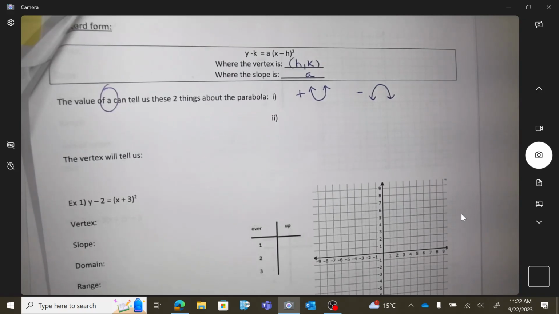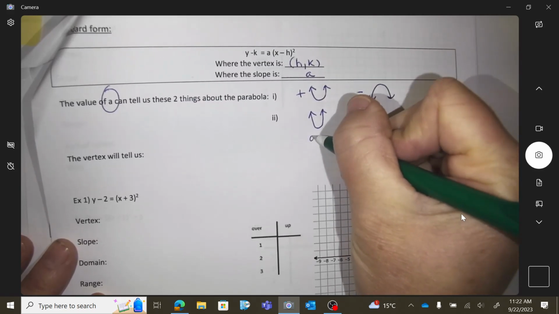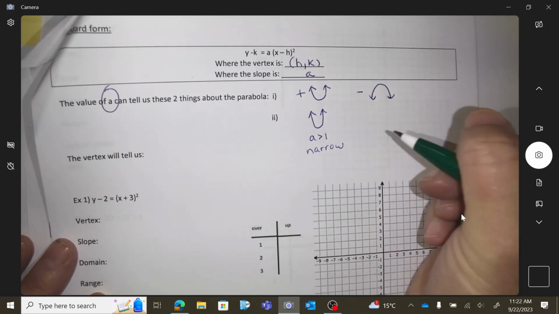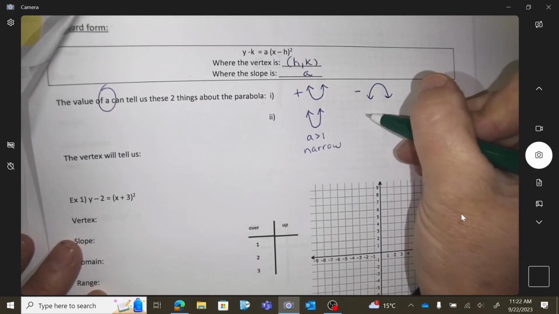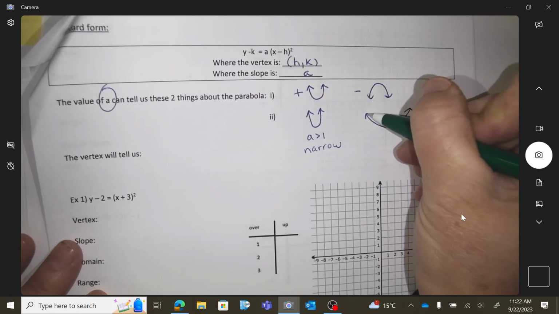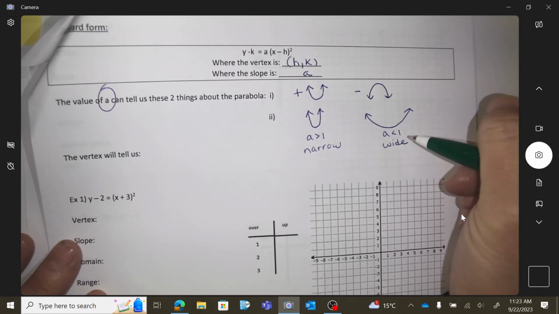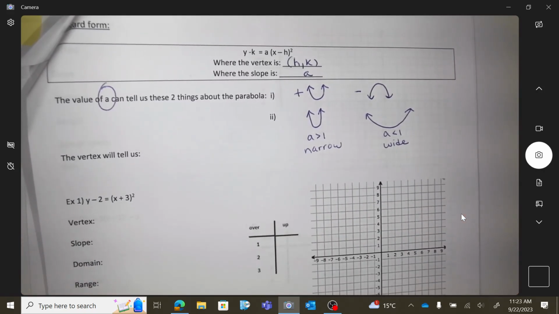A can also tell us if it's a little bit more narrow, or a can tell us if it is wide. So again, if a is more than 1, it goes skinnier. If a is less than 1, it widens.